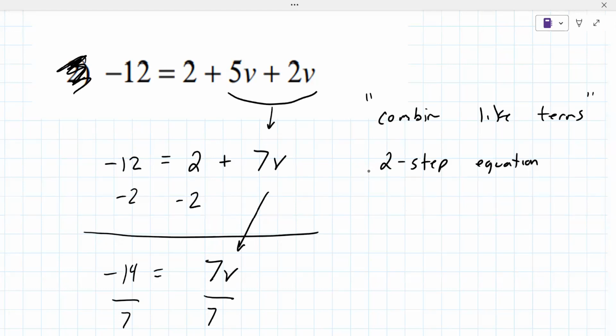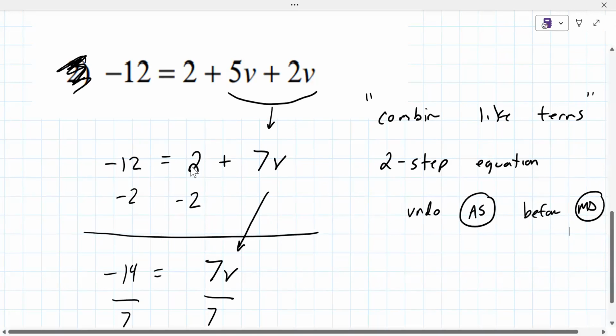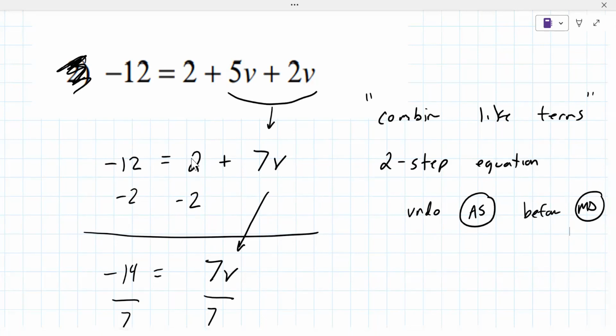You always undo addition and subtraction before multiplication and division. So you undo that 2. You undo this 2 by subtracting 2 from both sides. And why would it be the 2 and not the 12? So you look at the side with the variable. When you're solving 2-step equations, you look at the side with the variable. That's all that matters.